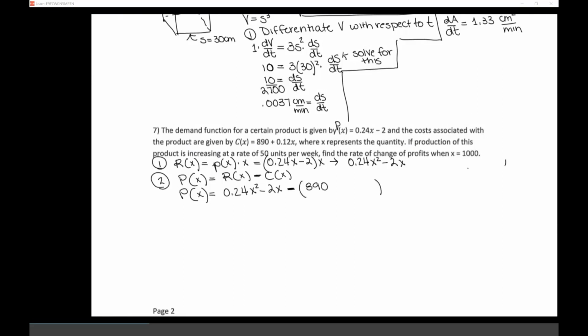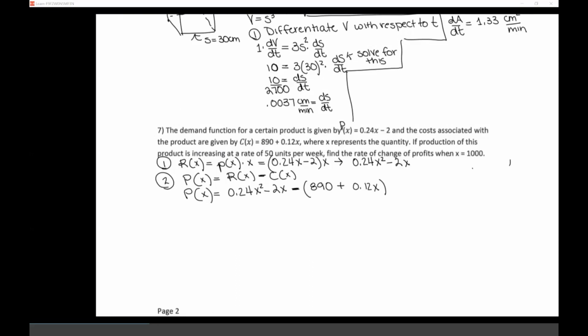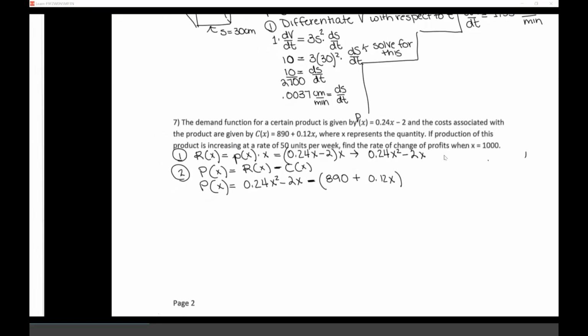So the cost function they gave me was 890 plus 0.12x. This minus sign is going to distribute to both of those terms, which again you can do on a calculator. When you're done, you're going to have 2 terms with x in them. You'll have a negative 0.12x and a negative 2x, that's going to be negative 2.12x. So your profit function is going to be 0.24x squared minus 2.12x minus 890, just by distributing the negative sign and combining the like terms.